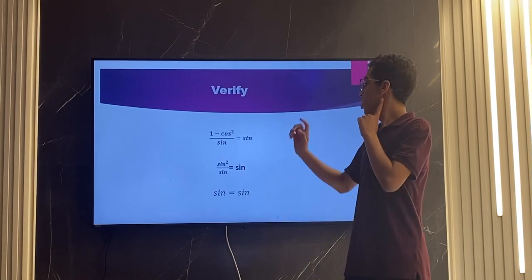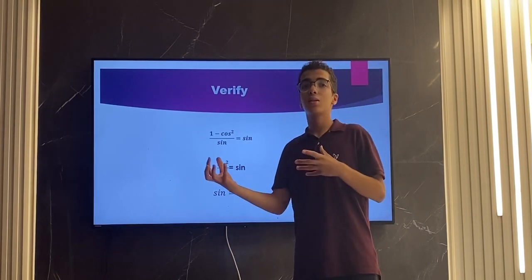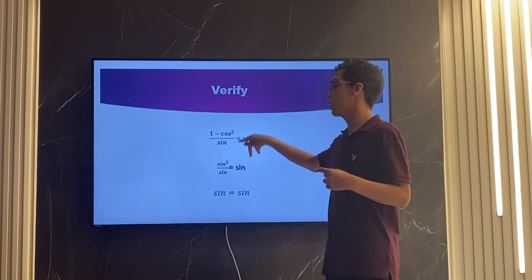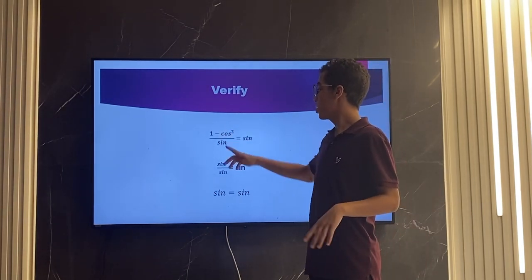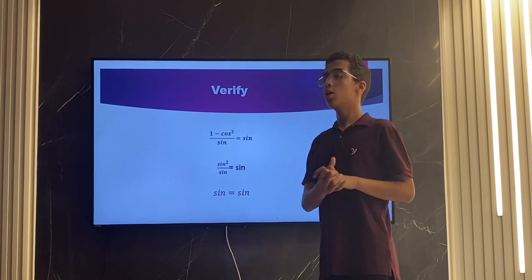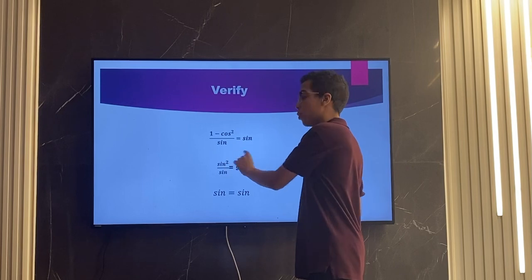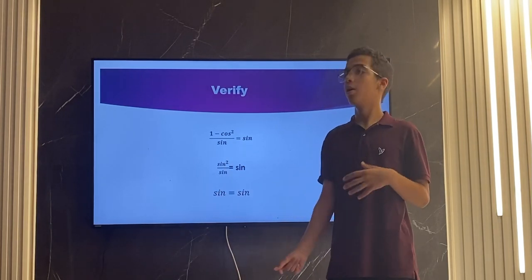Let's continue. So we're going to verify this identity. We're going to verify that this side is equal to this side. So we change this side to make it just like this side. So according to the identities, we know that this numerator is equal to sine power 2. So it will be sine power 2 over sine. We'll cross this sine with this power 2, which would be sine. Sine equals sine. Let's continue.